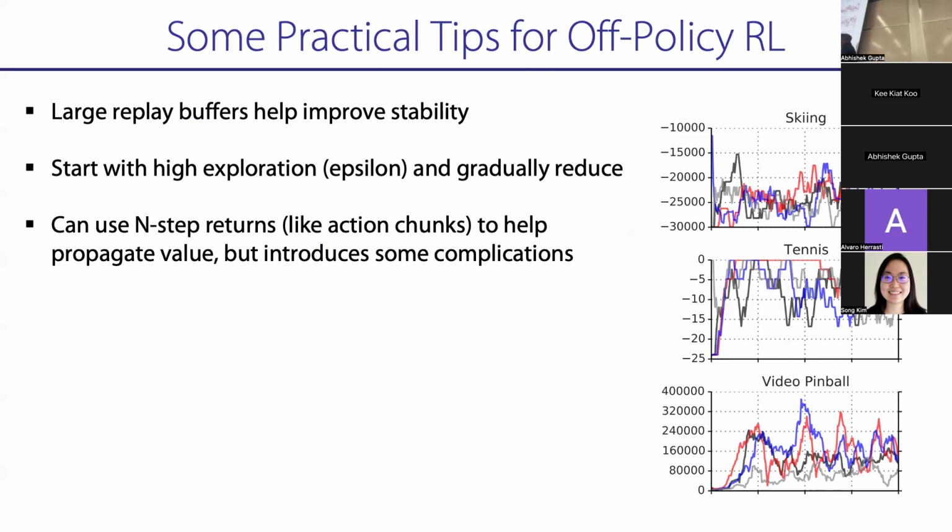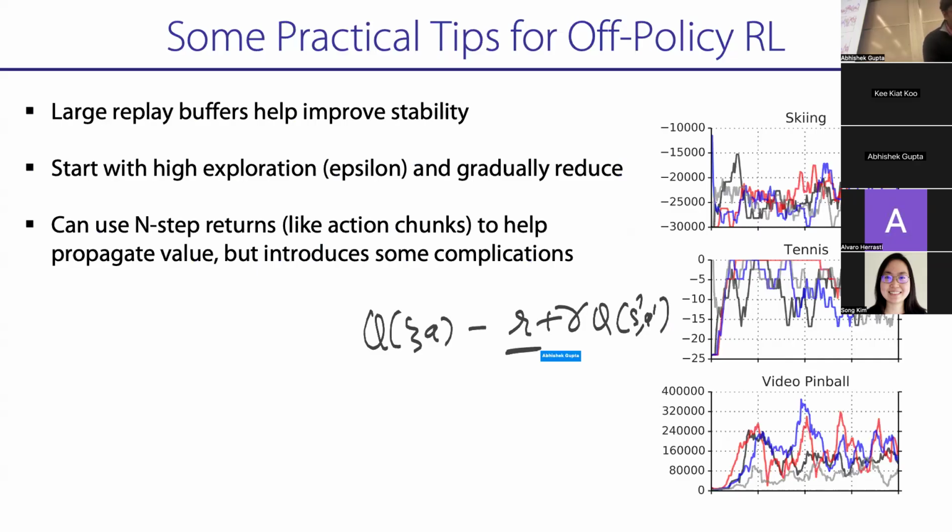It helps to use n-step returns. So far we've been doing Q(s,a) minus r plus gamma Q(s',a'), right? Now, instead of r, if you do a sum of r over n steps, that's what you'd call n-step returns. And it helps to have n-step returns because it propagates value directly over n steps. So it's kind of like action chunking from imitation learning. You want to propagate value directly.